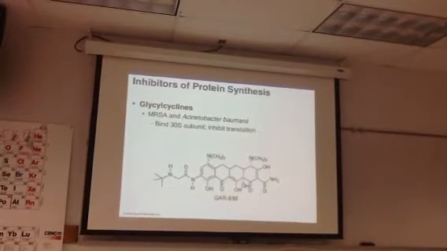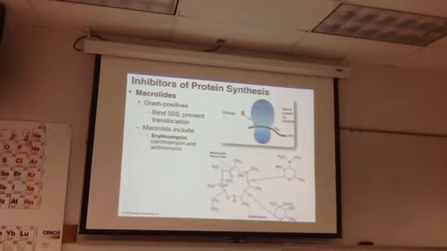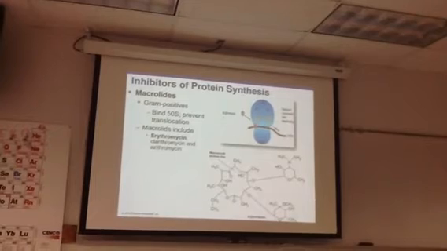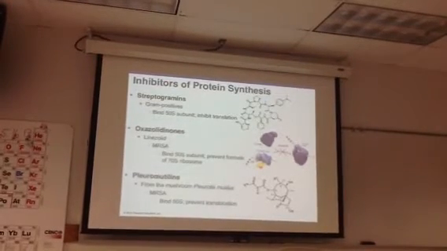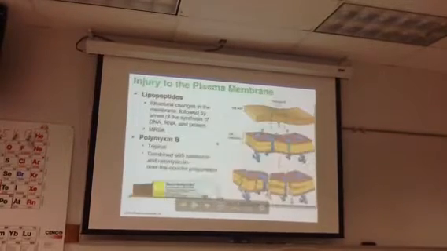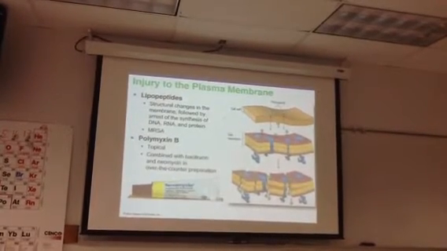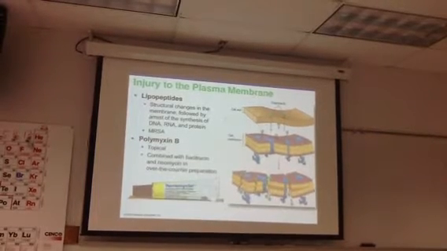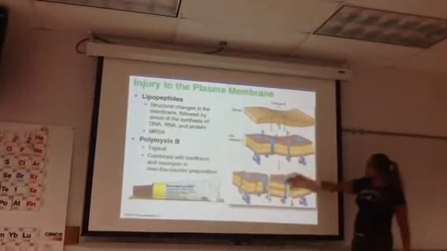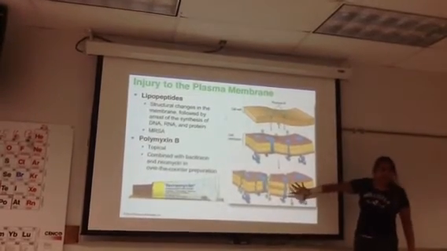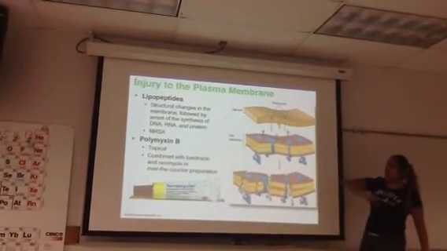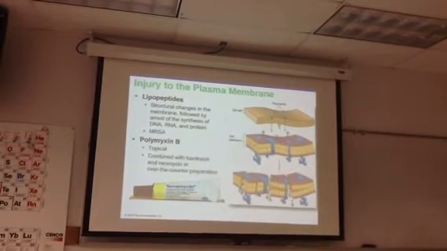You can stop translation altogether. You can stop the shifting of the mRNA. You can stop the ribosome from forming. There are all ways to stop protein synthesis. To injure the plasma membrane means to make holes or to actually fragment the plasma membrane. Once that happens, the cell contents leak out. Once that happens, the DNA, RNA, and proteins are left vulnerable in the cell.